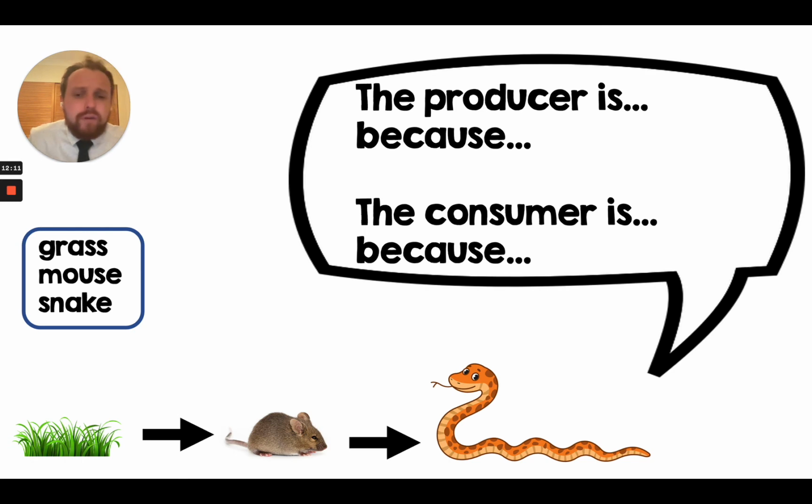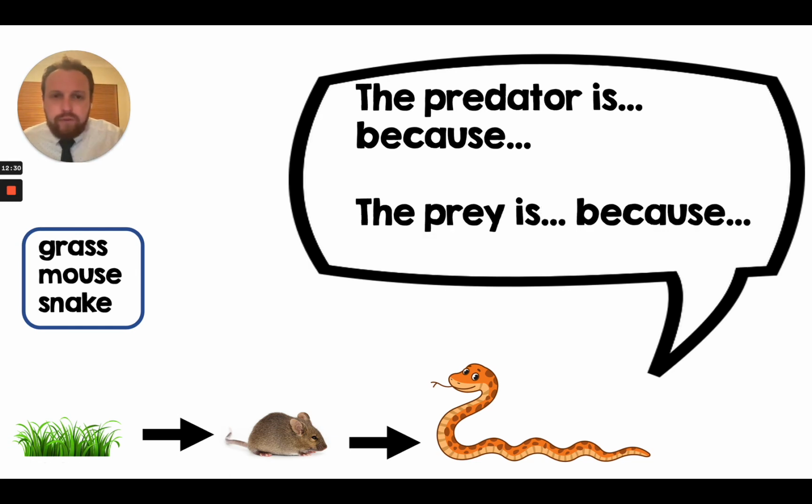The consumers are the mouse and the snake because they don't make their own energy. They get their energy from eating plants or eating animals. Okay, so the producer is the grass, the consumers are the mouse and the snake. Big well done if you got that at home. Okay, let's move on to the next one then.